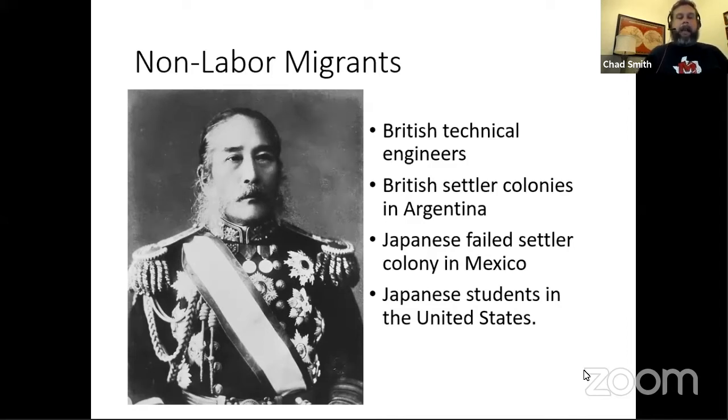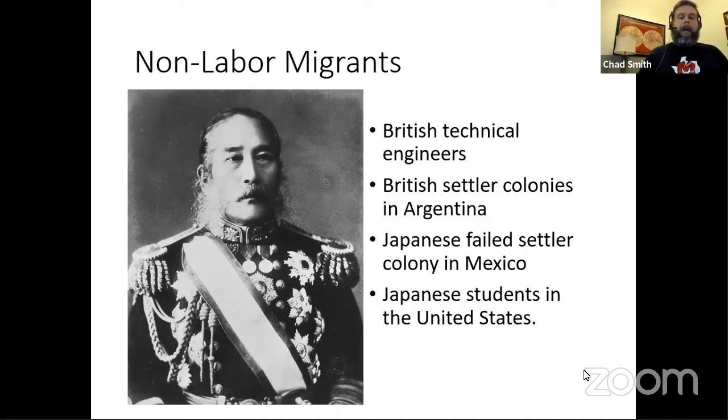Another common idea of non-labor migrants included British trying to set up a settler colony in Argentina. Though Britain didn't establish a full-blown settler colony in Argentina, and Argentina was only part of the British Empire, but not actually colonized by the British Empire, many bankers and financiers went to be a part of the British settler colony in Argentina. Japan actually attempted to create a settler colony of its own in Mexico.